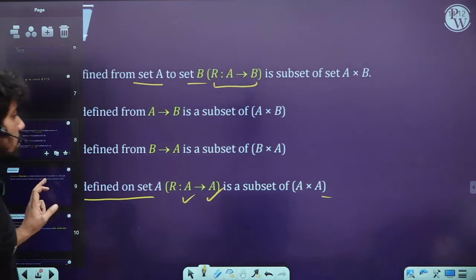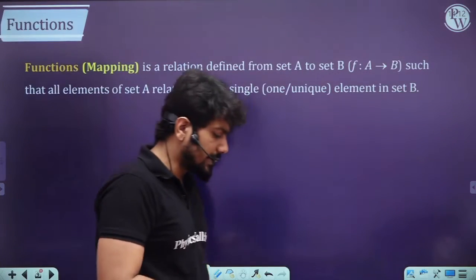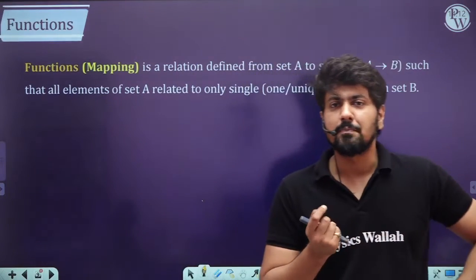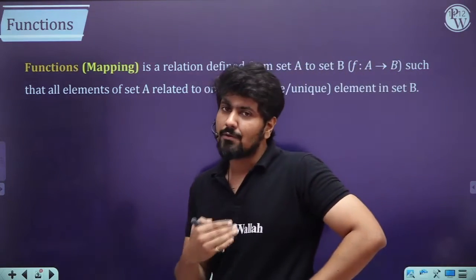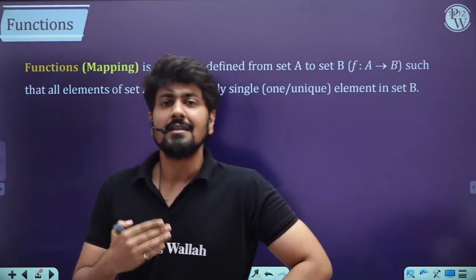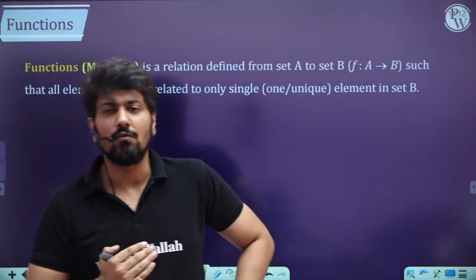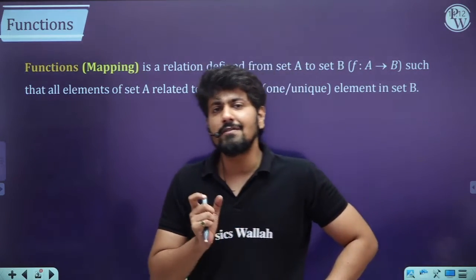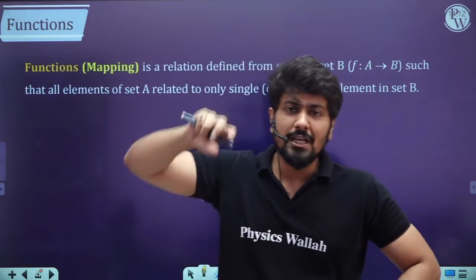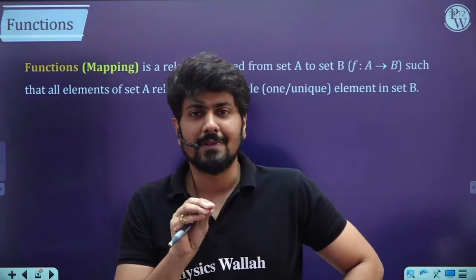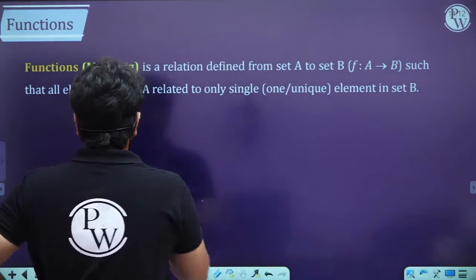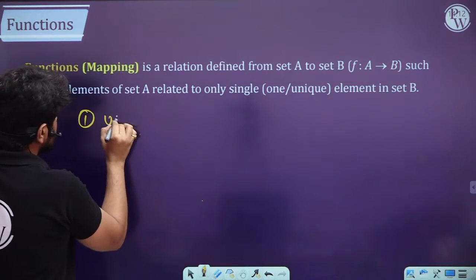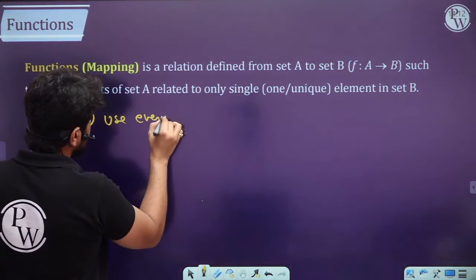Now let's talk about functions. This is the time for functions. Now what is a function? A function is a special type of relation. Now what is the speciality of this particular relation? The speciality is that we use every input. That is the first rule: use every input.